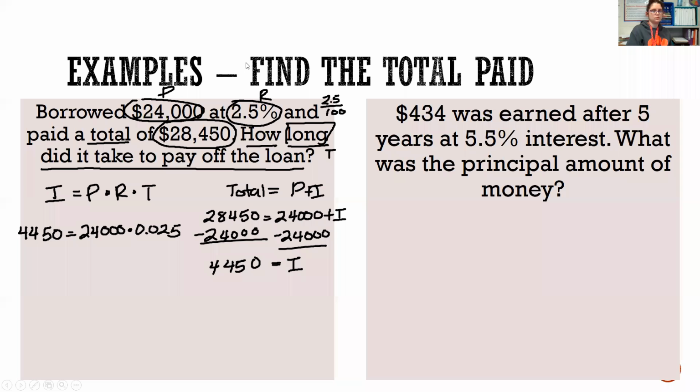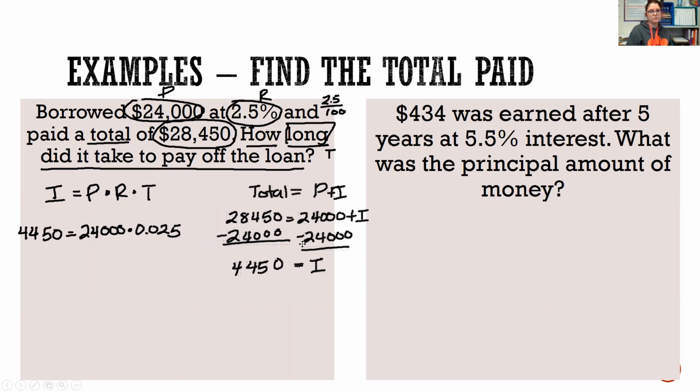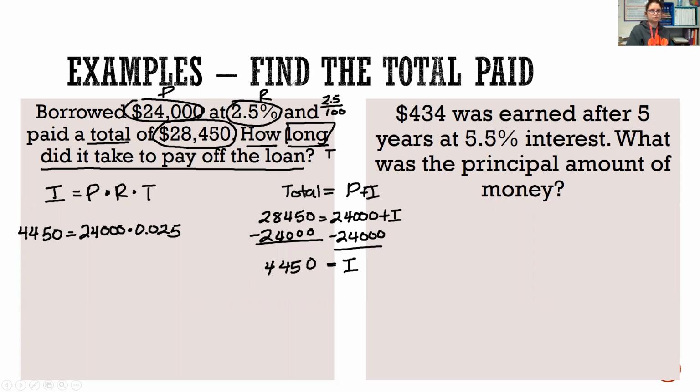And I'm actually going to move my work over just a smidge so I have enough room to write all this down. So times t. The first thing is to multiply these two numbers. So 24,000 times 0.025, which gives us 600.